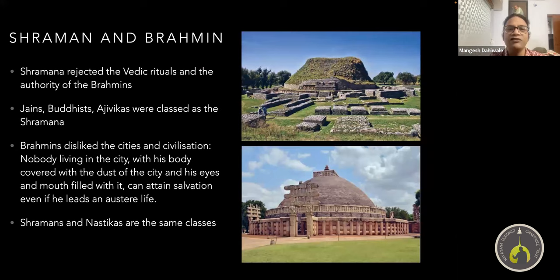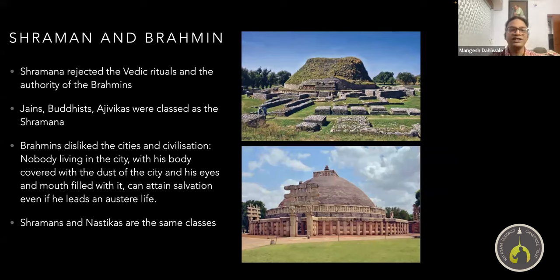The Shramana rejected the Vedic rituals and the authority of the Brahmins. Jain, Buddhist, Ajivikas, a very special sect which was very dear to even Ashoka, were classed as Shramana. And Brahmins disliked the city and civilization. This is a very interesting point. According to the Apastamba Sutra of the Brahminical tradition, the Brahmins disliked the cities and civilization. And that point is now well made by various researchers.